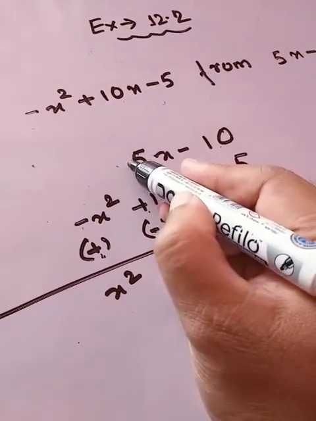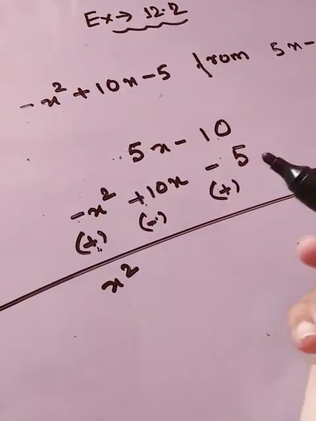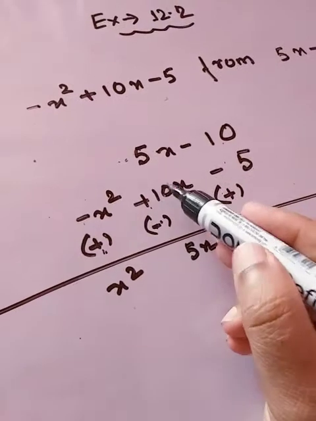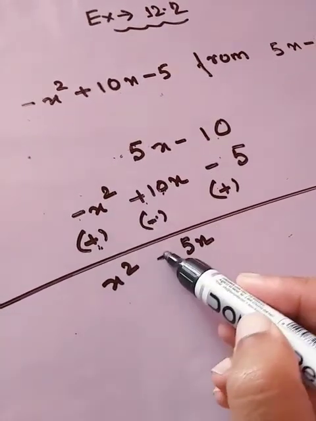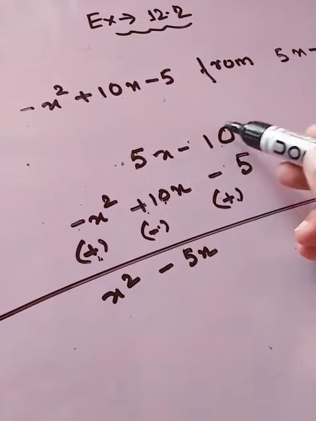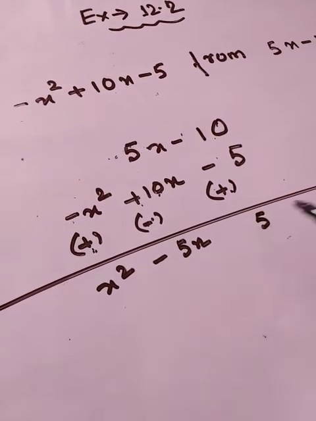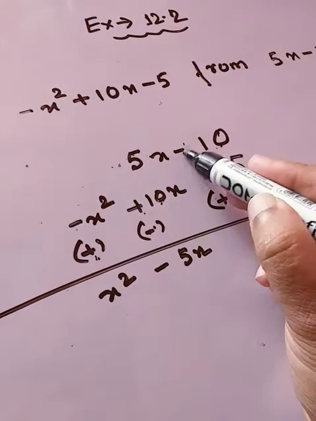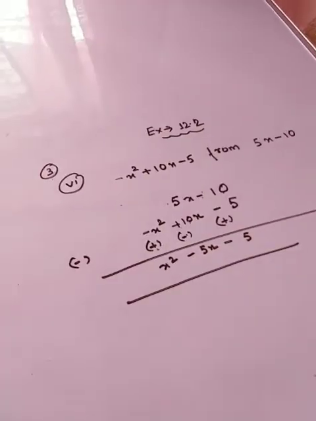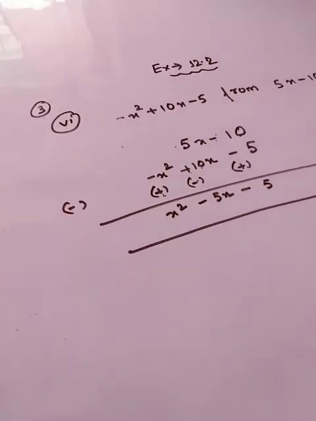Now this is carrying plus sign, so plus minus is minus, 10 minus 5 is 5x. Now which number is greater? 10. 10 is carrying what sign? Minus, so we'll put the minus sign out. Minus plus minus again, 10 minus 5 is what? 5. Which number is greater? 10. 10 is carrying what sign? Minus, so we'll put the minus sign. So this is the solution of sum number 6.